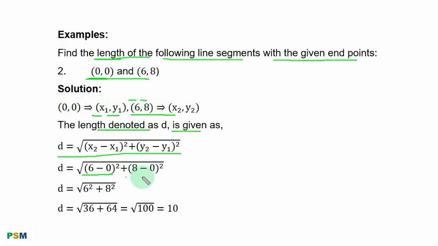you also square it. 6 minus 0 is 6, then you square it, plus 8 minus 0 is 8, you also square it. You have everything under the square root. D is therefore equal to square root of 36 plus 64. That is square root of 100, and you have 10.